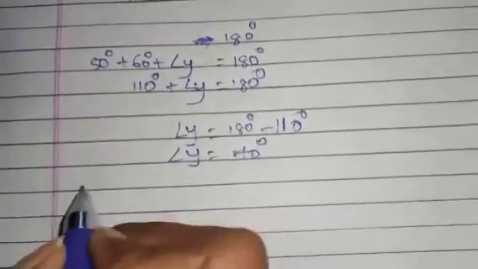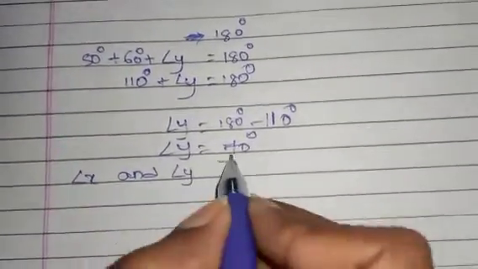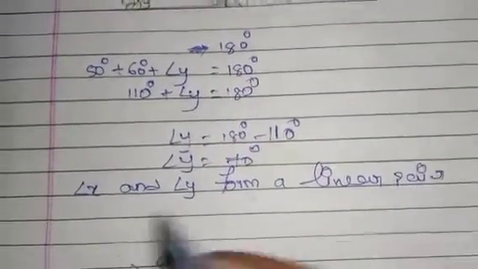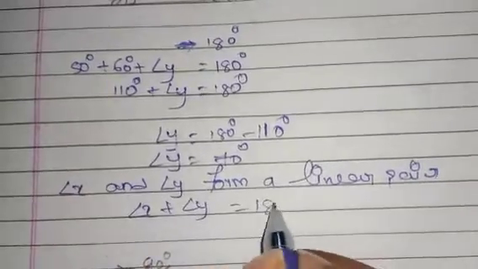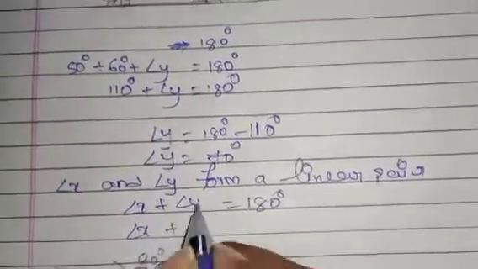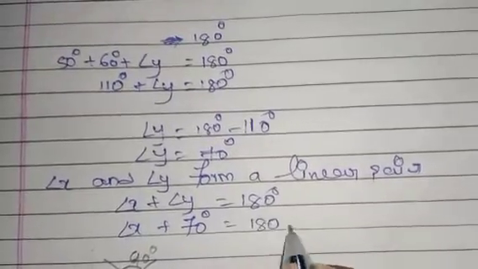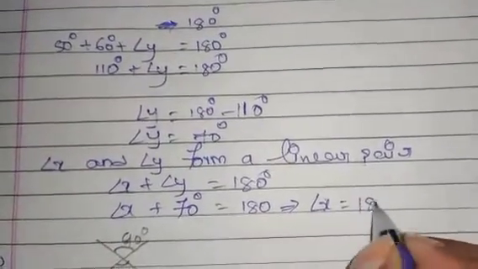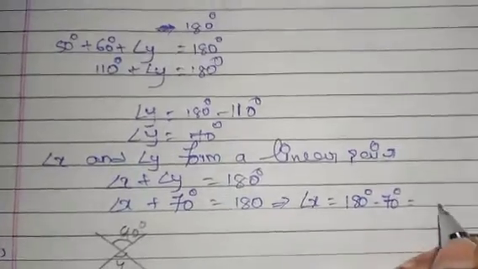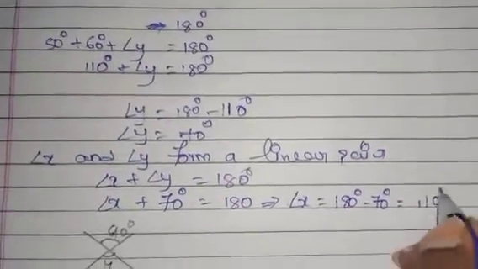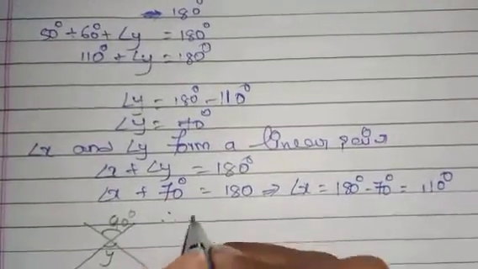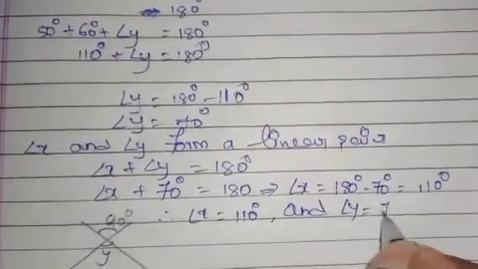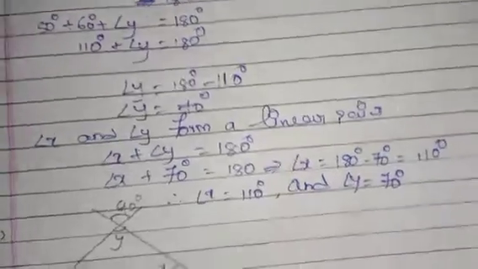So now here angle x and angle y form a linear pair. Then angle x plus angle y is equal to 180 degrees. Angle x we don't know, angle y is 70 degrees. Then what will come here? Angle x we have to find out. Then angle x equals, we are shifting 70 to that side, means 180 degrees minus 70. So how much will it come here? 110 degrees. Therefore angle x is equal to 110 degrees and angle y is equal to 70 degrees. Okay, now we will see the next one.